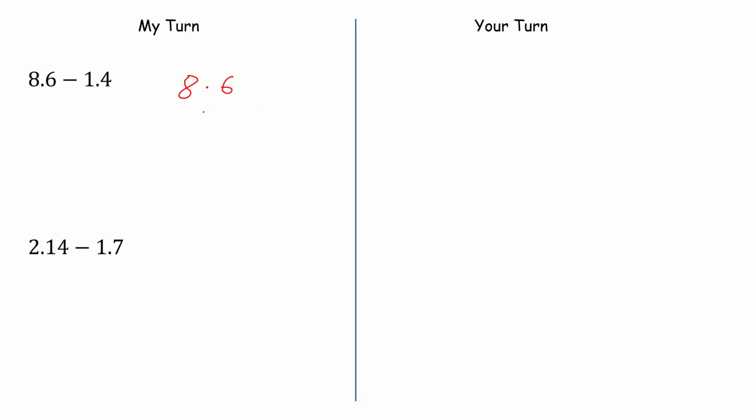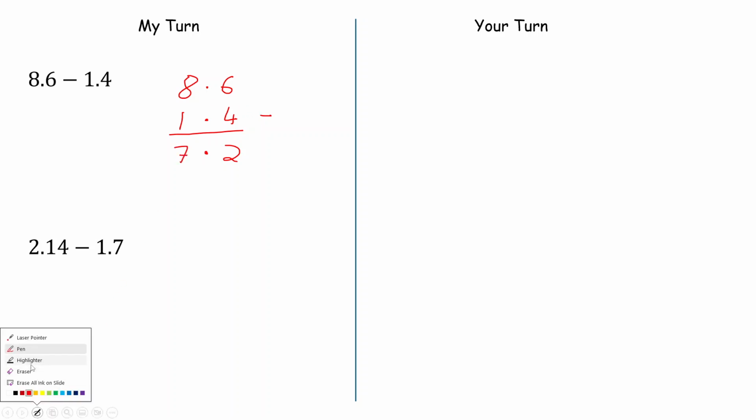So I've got 8.6, I'm taking away 1.4, but really important, you can see my points line up. That's really important. And we are taking away this time. As you do this, you begin with your column to the right. In this case, the tenths column, you're doing 6 take away 4, which is 2. So you've got a 2 down there. And then you bring down your points. There we go. You then have 8 take away 1, which gives you a 7. So 7.2 is your answer.